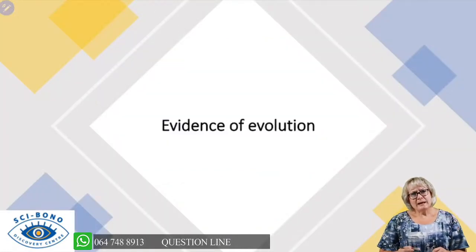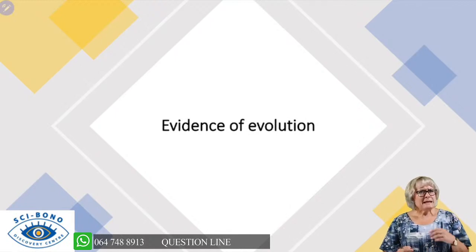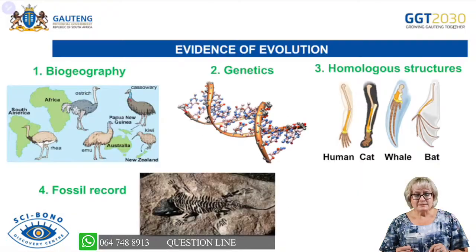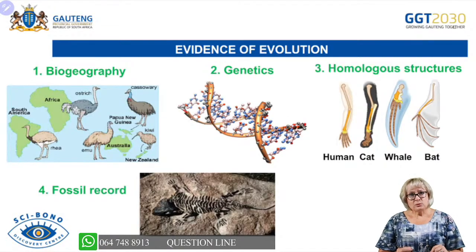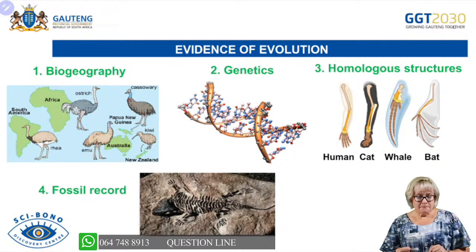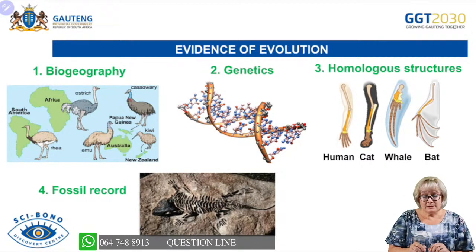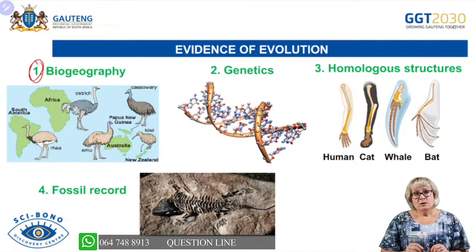We're first going to look at how do we know that evolution is taking place? What evidence do we have that evolution is taking place? And you will see that there are mainly four things that we are looking at. First of all, we're going to look at biogeography. Now, what is biogeography? That is really how animals that are the same are dispersed over the world. All right, and you did this when you did grade 10 life sciences. So we're just going to refresh your mind a little bit.